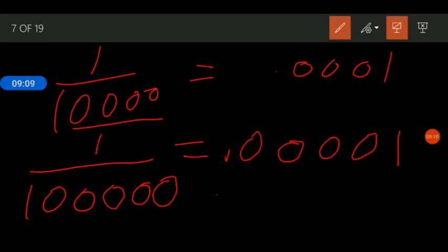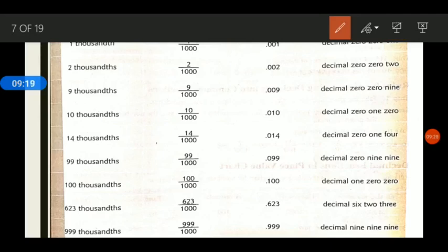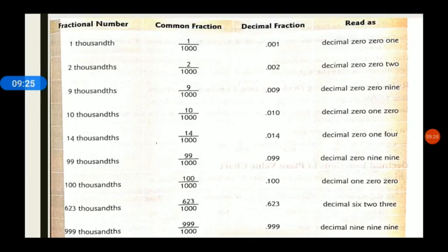It means the number of zeros given in the denominator, the same number of digits will be in the decimal part. I hope you understood this. Now how do we read it? Before this I told you we read the decimal part separately. It means all the digits we read separately. Like here 0.001 we read as decimal 0 0 1. You can say point also. 0.002 you can read as decimal 0 0 2.